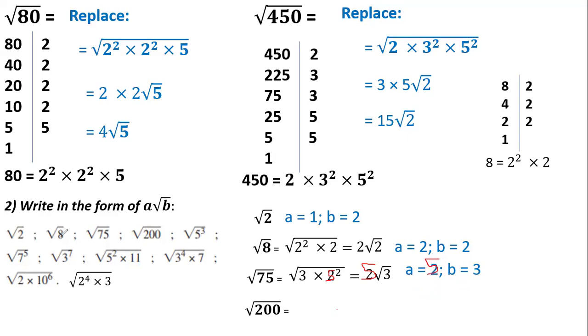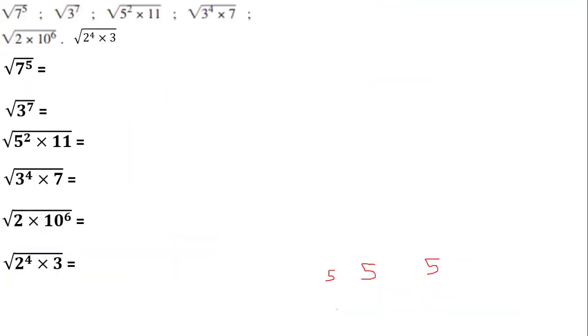Let me continue now. Radical 200, I also decompose 200 into prime factors. These are the prime factors of 200. 2 squared comes outside as 2 and 5 squared comes out as 5, so it will be 10 radical 2. I will continue now. So A is 10 and B is 2.